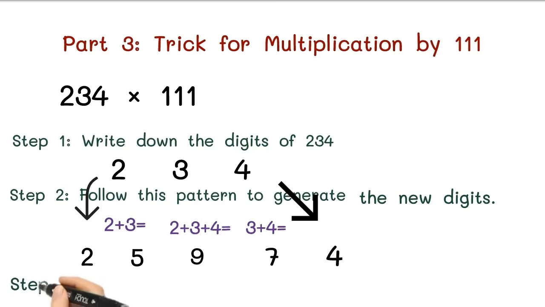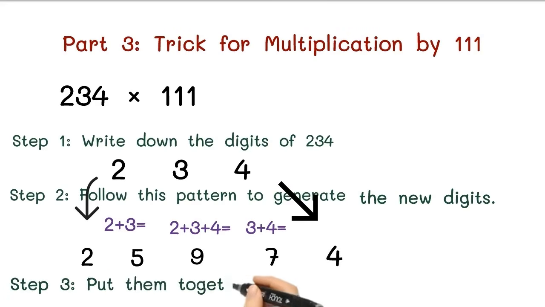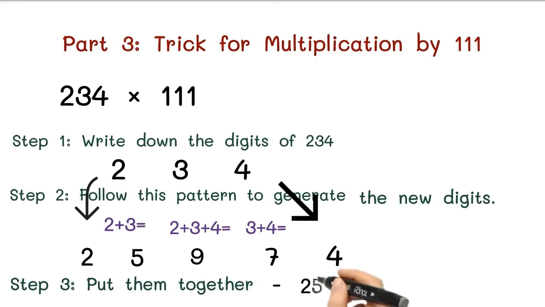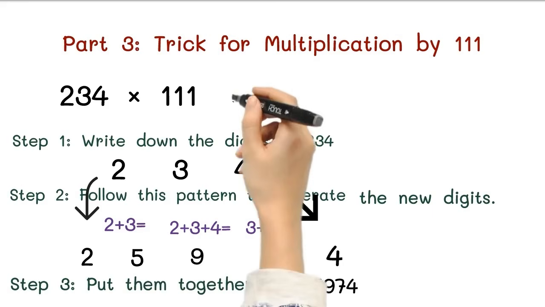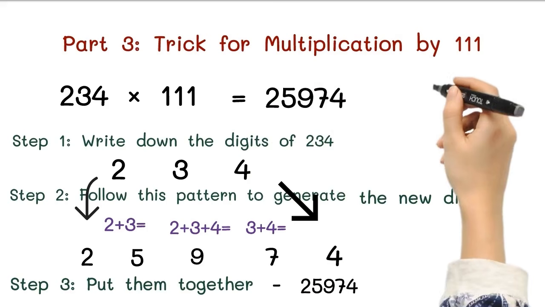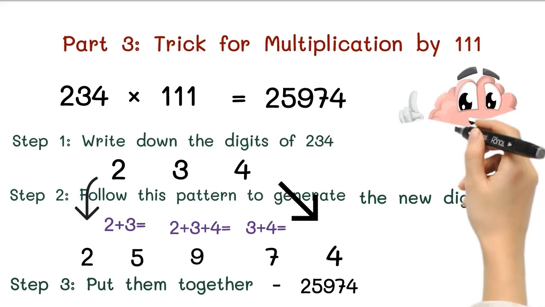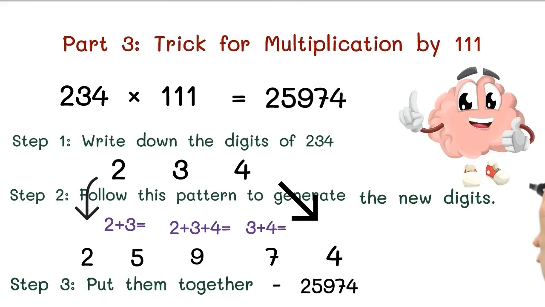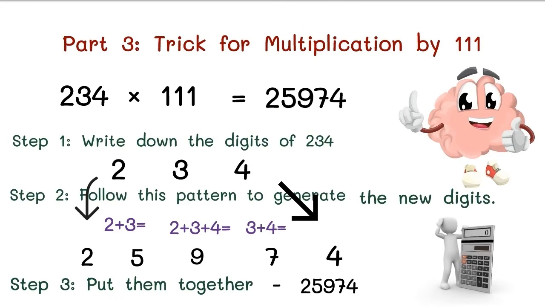Now in the final step 3, put all of them together, which gives 25,974. And that's the final answer, 25,974. We just multiplied 234 by 111 in seconds, without any long multiplication.